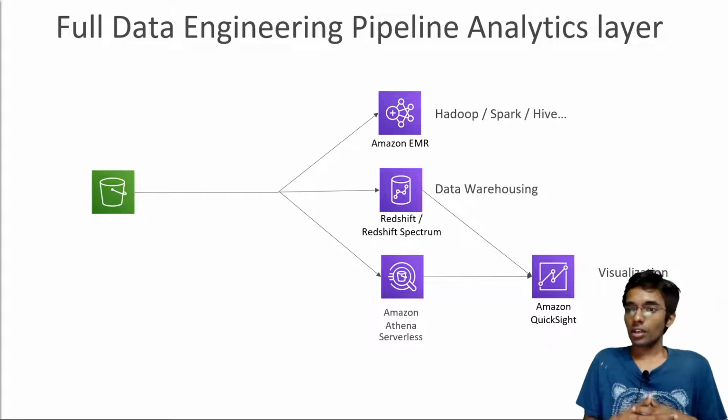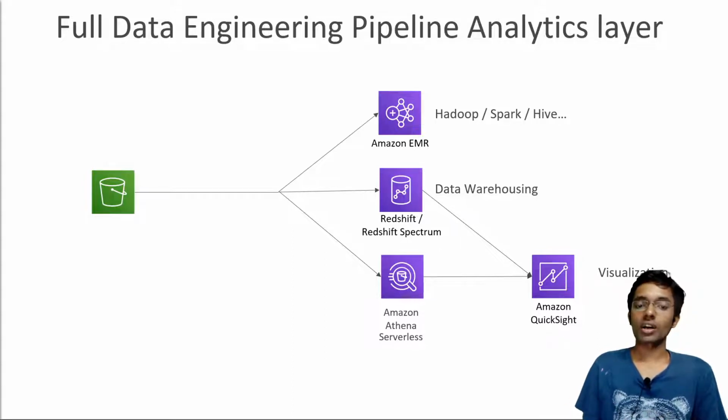Okay, let's conclude this data engineering section with some discussion around different ways to do a data engineering pipeline on AWS. So for the analytics layer, you can have Amazon S3, and the data can be read by your EMR cluster. That could be running Hadoop or Spark or Hive, and that gives you access to open source big data tools that might be great when you are doing a migration from on-premise into AWS.